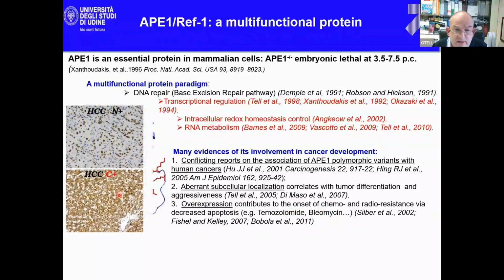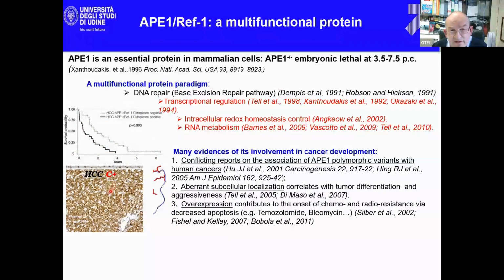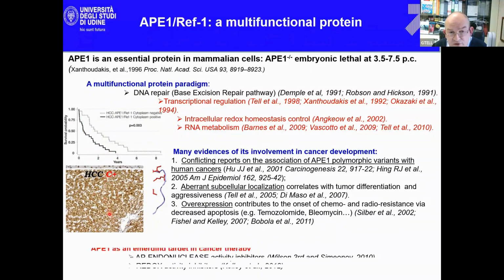We also studied, with Claudio and with Davis over the years, the expression of APE1 in hepatocellular carcinoma. We can find that in hepatocellular carcinoma the protein is slightly expressed, and there are some cases in which the protein is mainly cytoplasmic. There is an accumulation of the protein in the cytoplasmic compartment of hepatocellular carcinoma tissue. This cytoplasmic expression is a poor prognostic marker, as measured by this Kaplan-Meier representation, which shows a significantly poorer survival of patients having cytoplasmic distribution of the protein.